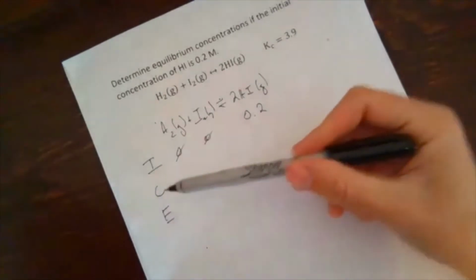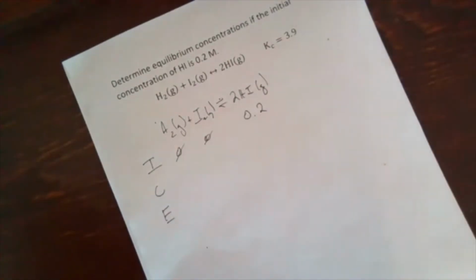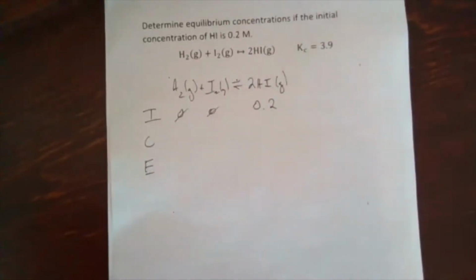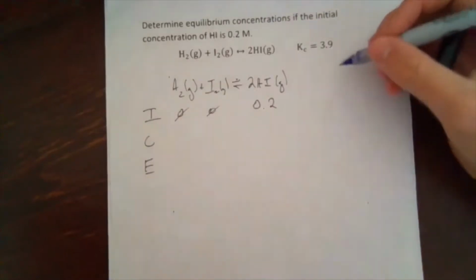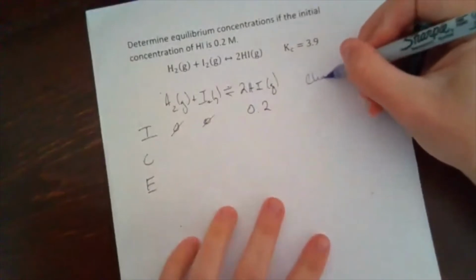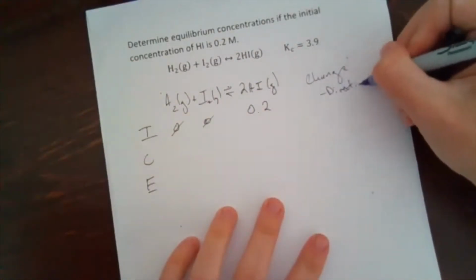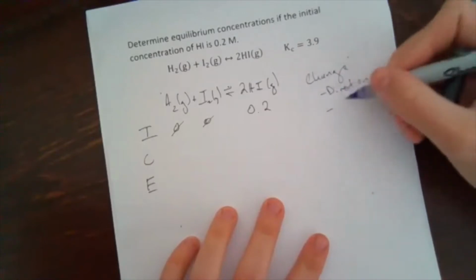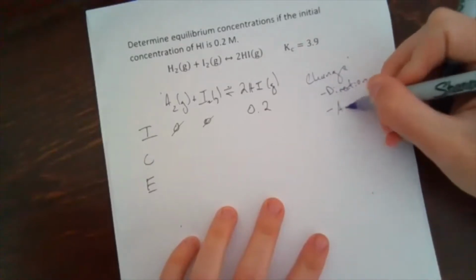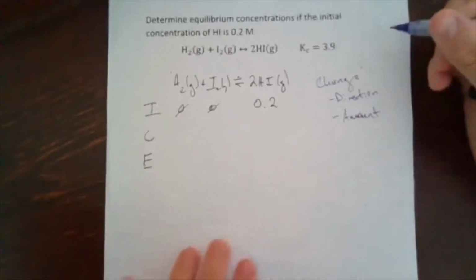So C stands for change. We're at our initial system, and we know we're going to change in order to reach equilibrium. So our question is, what direction are we going to change? When we're determining our change, there are two parts. First is direction. We've talked about that: is it a shift to products or a shift to reactants? And then we also want to know the amount.